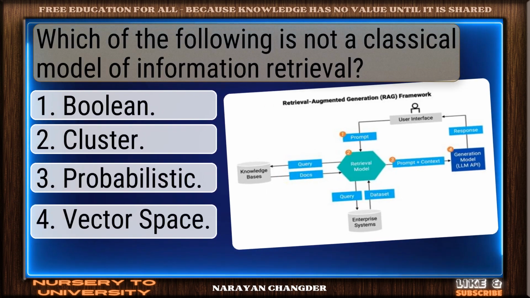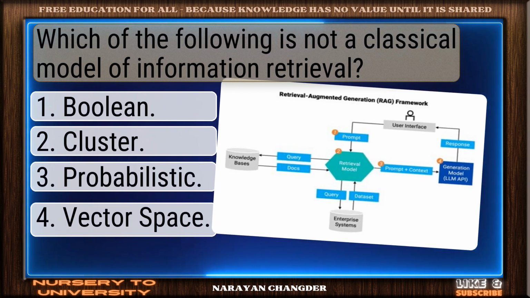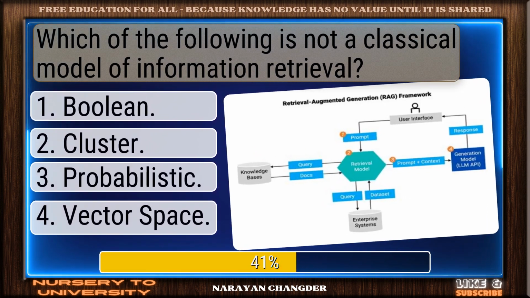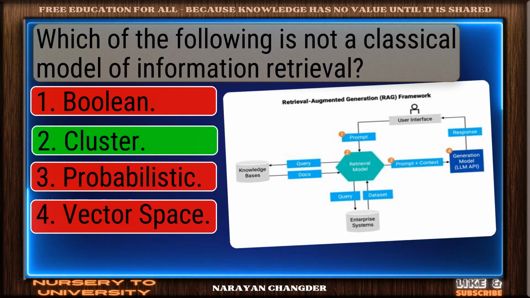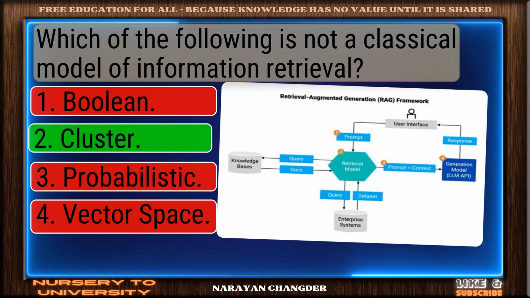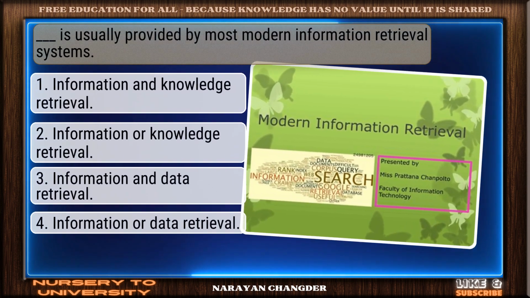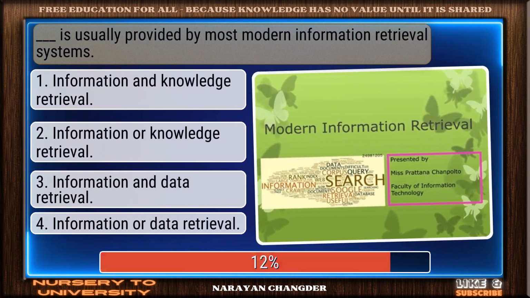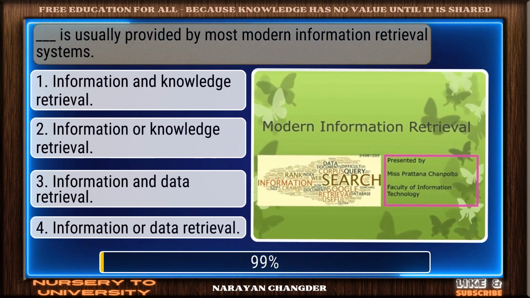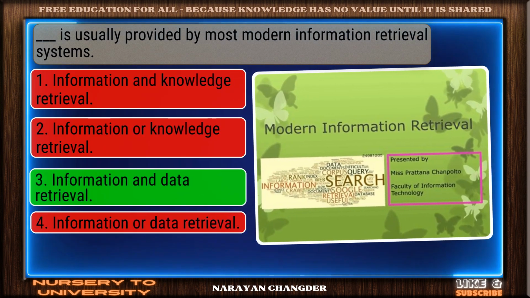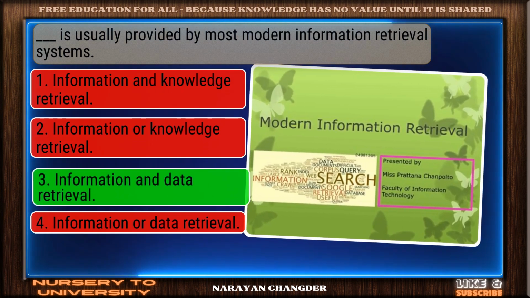Which of the following is not a classical model of information retrieval? Smart pick. Cluster is the correct choice. Dash is usually provided by most modern information retrieval systems. You chose information and data retrieval, and it is correct.